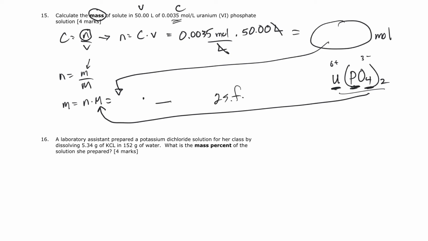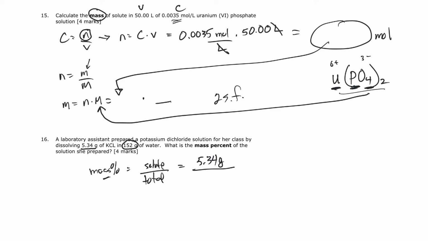Next question. Mass percent formula. Mass percent is equal to the mass of the solute divided by the total mass of solution. And they are wanting to know the mass percent. So the solute, looks like I've got 5.34 grams of the solute, and they're dissolving it in 152 grams of water.